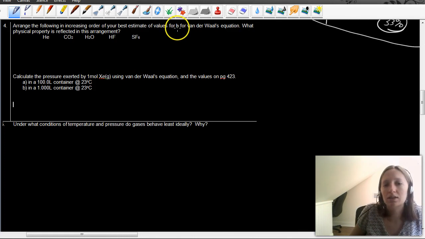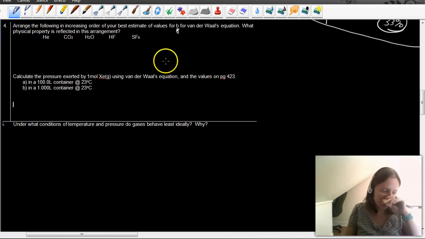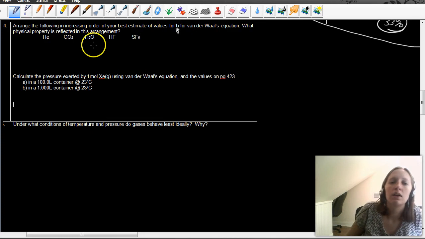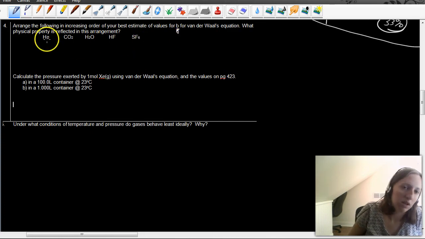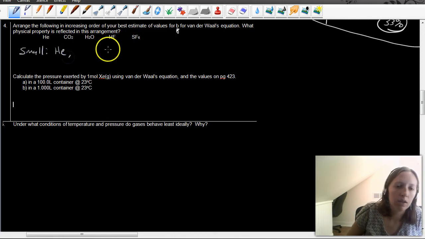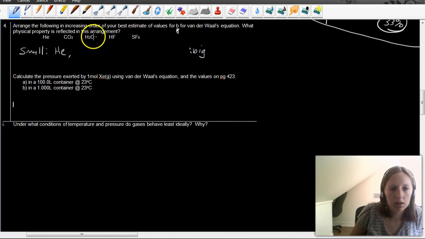So what we've got is basically saying B, your correction for volume, which one is going to be real small and which one is going to be big. And that's going to be based on the size of these particles. So small, the smallest, I'm going to say is helium. And the big one is this guy, SF6. That is an enormous gas. So we got you and you.